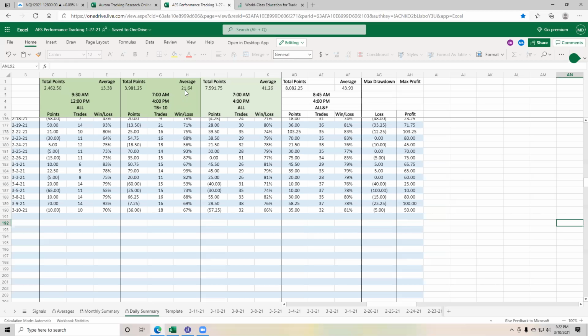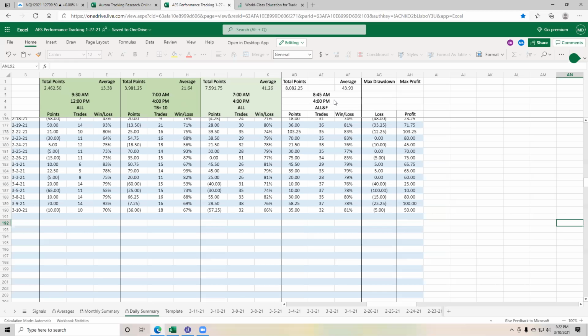7 to 4 is averaging just over 21 points, 21 and a half points. And the 8:45 to 4 is averaging just under 44 points a day. So there are individual decisions that traders need to make. How long do I want to commit my trading time? What signals do I want to take?